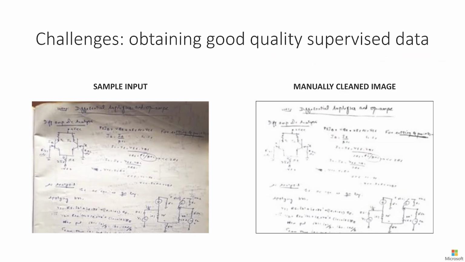One other challenge is obtaining good quality supervised data, because if we are training a supervised algorithm, then we should show the algorithm what is actually a clean image. Cleaning an image pixel by pixel, let's say via some software, is very hard, and even doing it manually may not result in a perfect thing. Here, for example, some of the things are very lightly shaded. So these kinds of noises are always there.